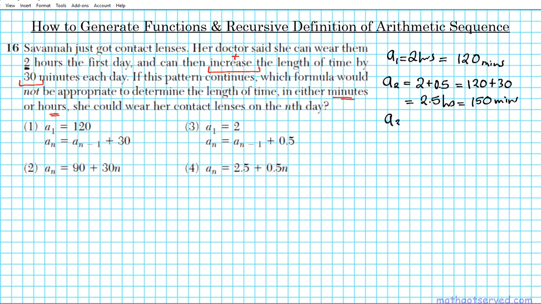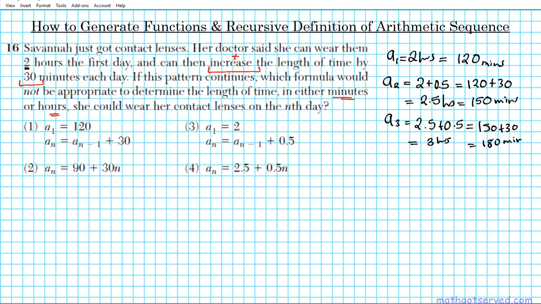And then the third term in hours, do you see what it's going to be? In hours it is going to be 2.5, the previous term, plus 0.5. Write that correctly. 2.5 plus 0.5, and that will yield 3 hours. And how many minutes is 3 hours? 3 hours is 3 times 60, which is 180. Or we can just follow the pattern of the sequence and add 30 minutes to 150 minutes, and we have 180 minutes.